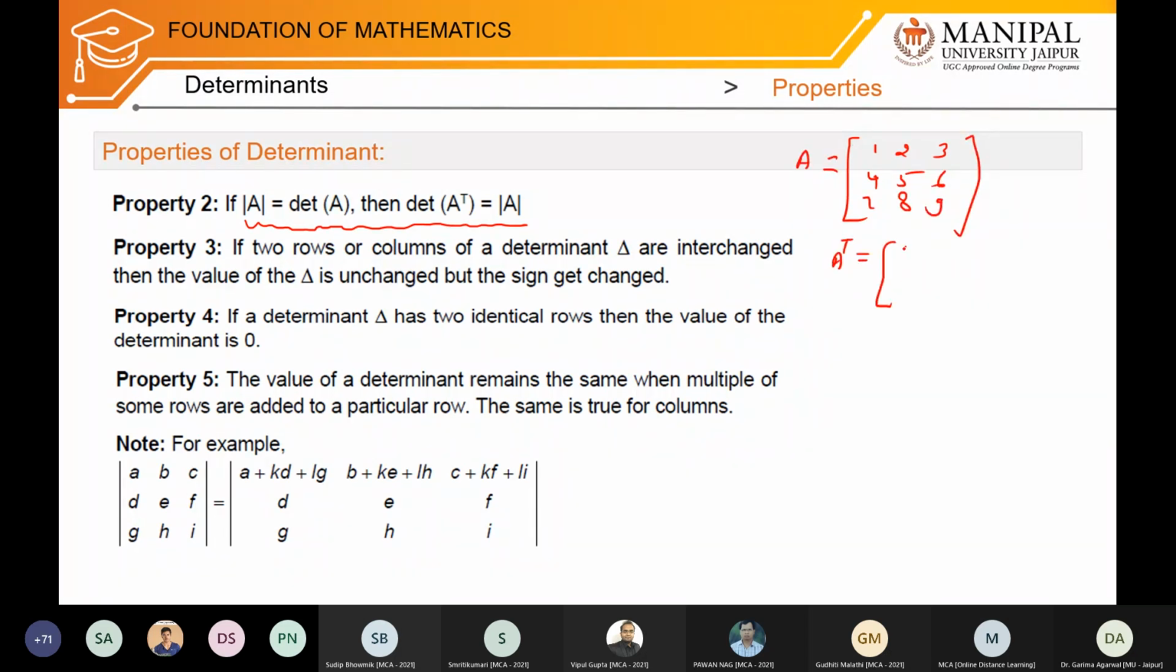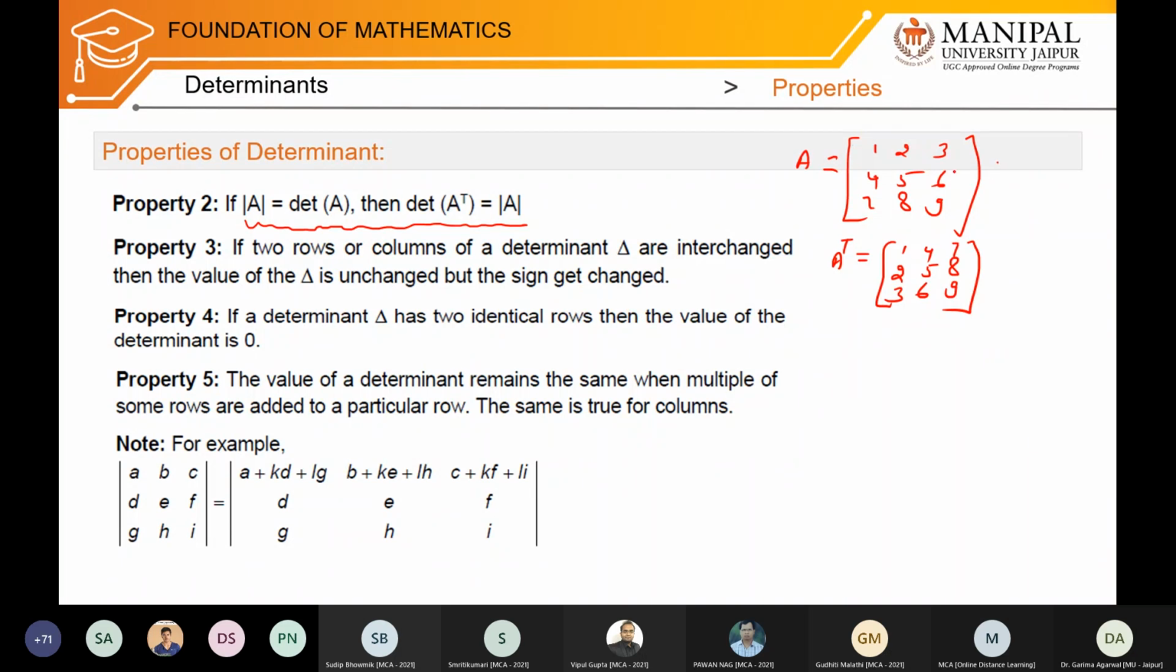A transpose will be 1, 2, 3 in the first column, 4, 5, 6 in the second column, and 7, 8, 9 in the third column, right? So the determinant of A transpose is equal to the determinant of A, right? If two rows or columns of a determinant are interchanged, then the value of the determinant is unchanged but the sign changes.